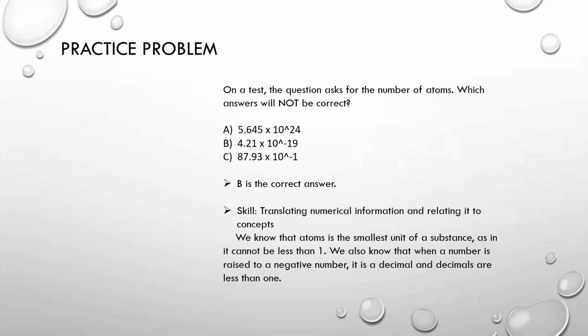Which is a decimal. So in that sense, it cannot be the number of atoms because atoms can never be less than 1. Now one may wonder why it's not C, because C is also times 10 raised to a negative number. But if we note carefully, it is only 10 raised to the negative 1. And that means that we will move the decimal place only one time.